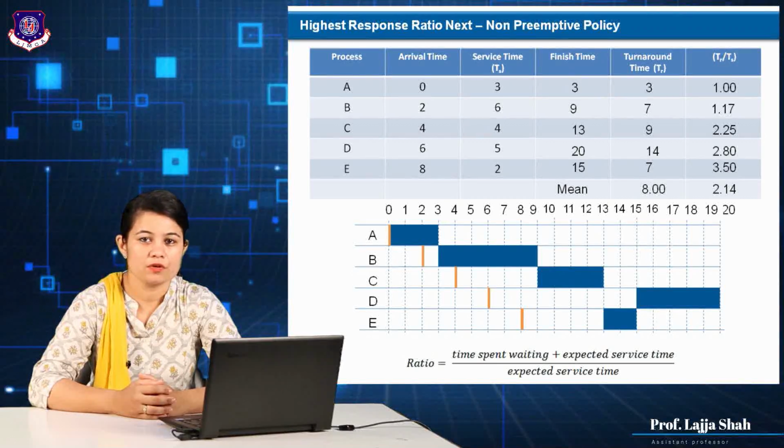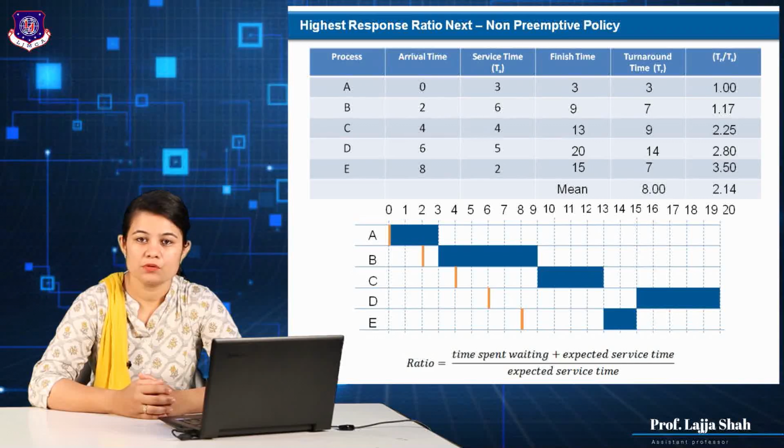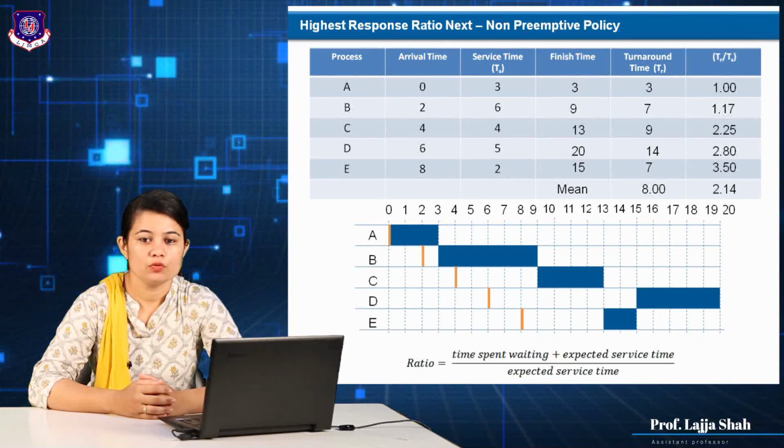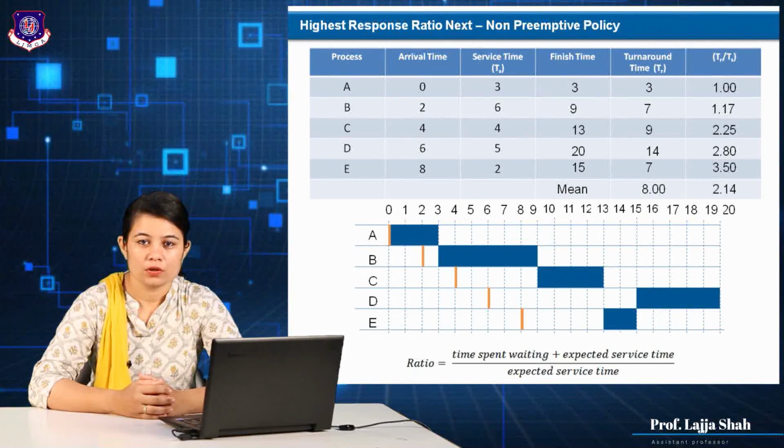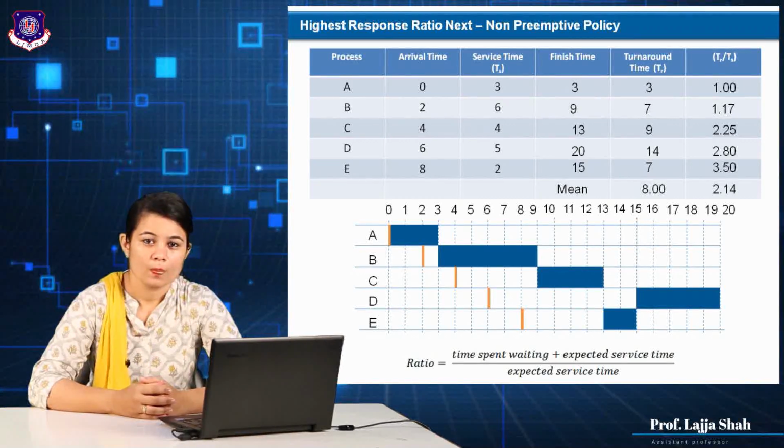After the execution of all the processes, the mean value of turnaround time and throughput value will be calculated for the processor's better utilization. I hope you have understood both the non-preemptive policies very well.